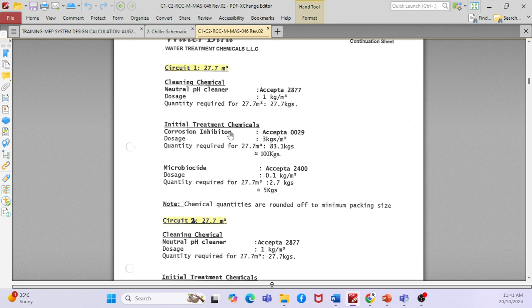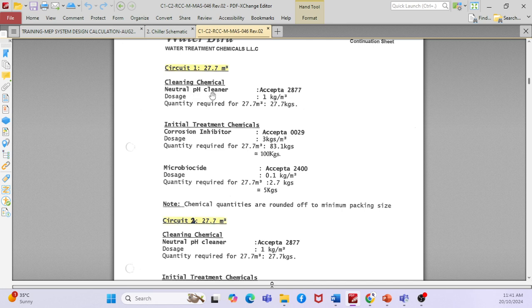No, this is for corrosion inhibitor, to maintain the proper ion level, right? And this is for the pH cleaner. Okay, then this is for the microbiocide. So there are 3 types of chemicals. We will see in the coming slide.